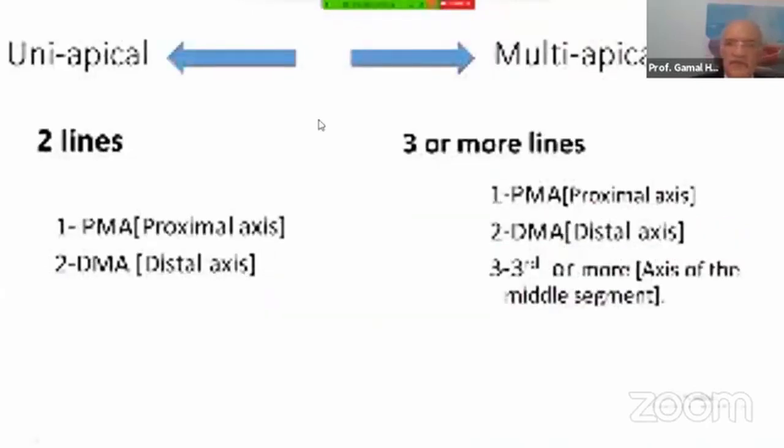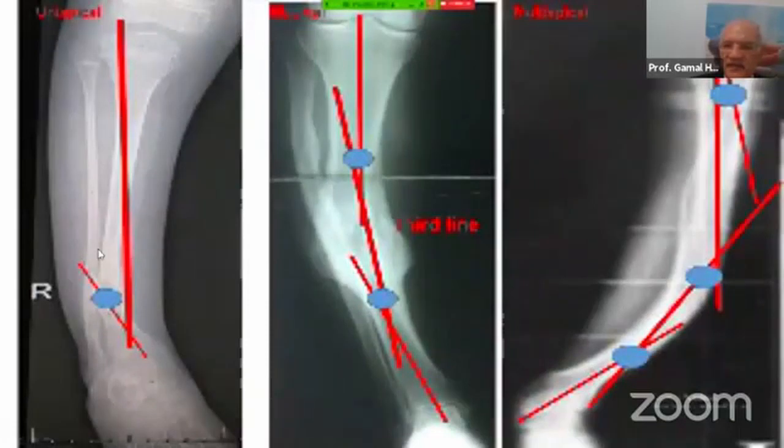So in some cases you have uniapical deformity or multi-apical deformity. In uniapical deformity, you have 2 lines, and in multi-apical deformities, you should have a third line. This is the proximal segment axis, this is the distal segment axis, and this is the axis of the middle segment. So they meet in two CORAs.